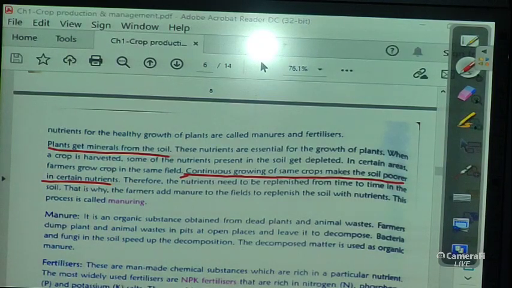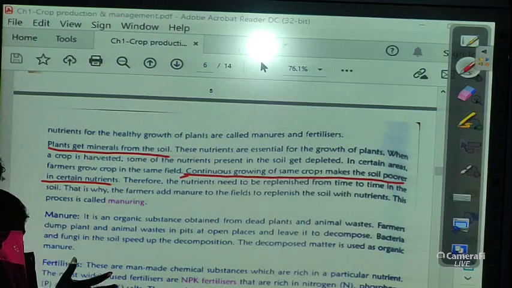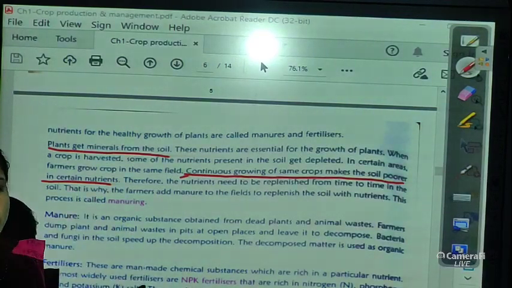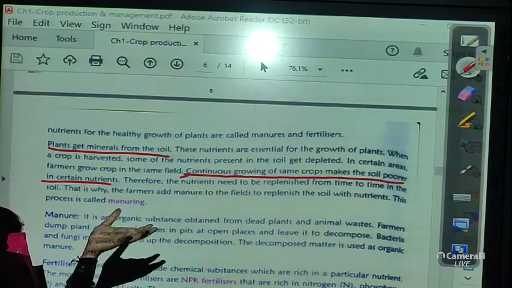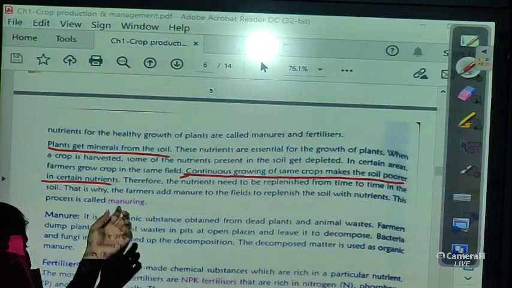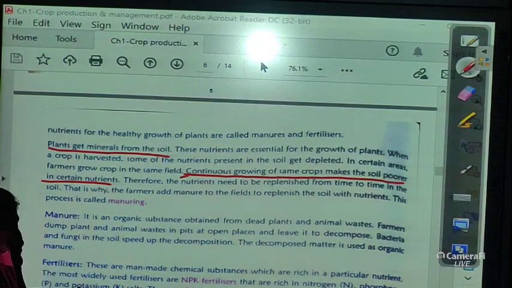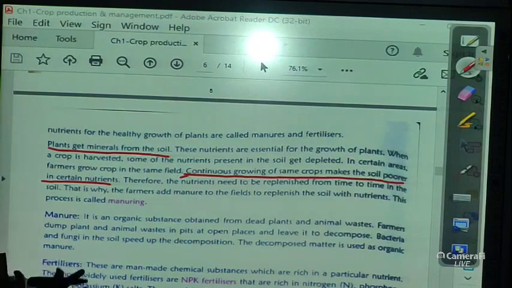The soil needs to be replenished with nutrients. For that, the farmer adds manures. Manures means organic substances, like we can make at home. We can dig a place and put some cow dung, or the waste of our home, like vegetable peels, rotted food, and animal waste, and leave it for a few days. After a few days, what will we see? It will just mix up.